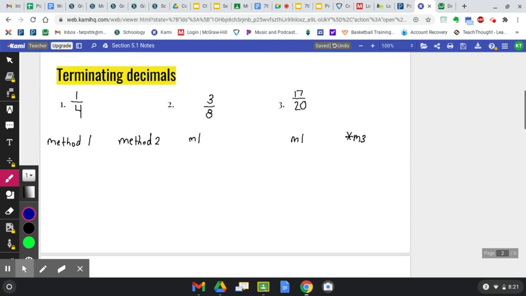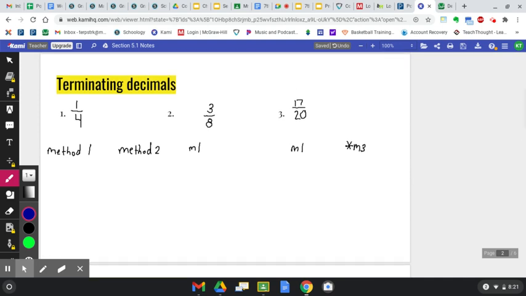All right, so let's look at some terminating decimals and how do we take this fraction and turn it into a decimal. All right, and I'm going to show you the non-calculator way, just so you understand what's going on. Right, 1/4 is the same as 1 divided by 4. Right, so if we're going to do long division, I have this 1, and I'm going to divide that by 4. Now we know that 4 doesn't go into 1.